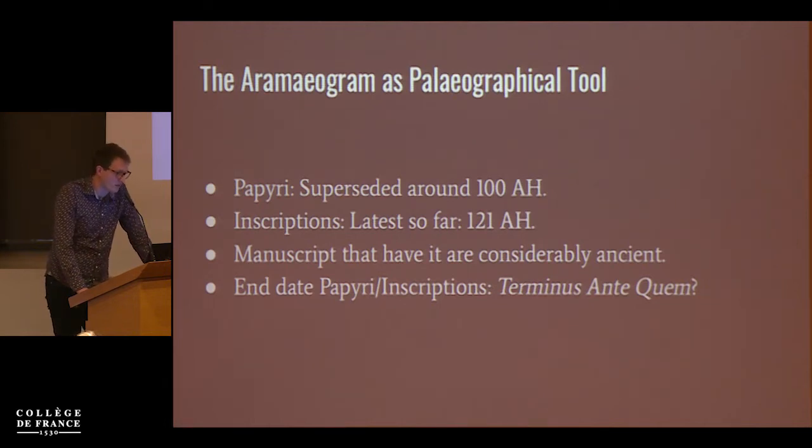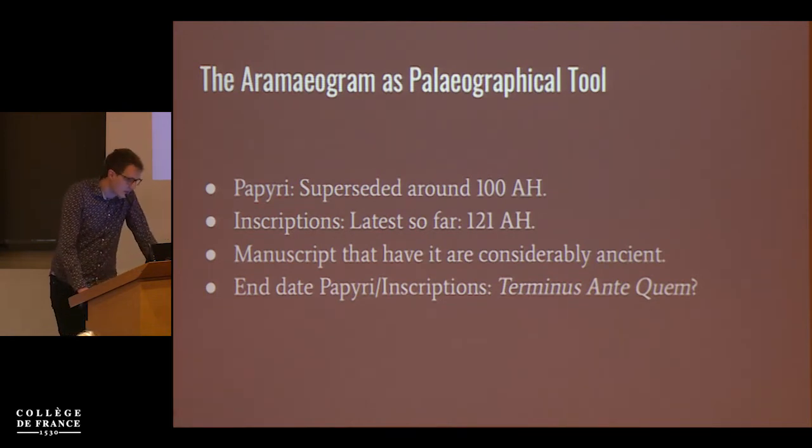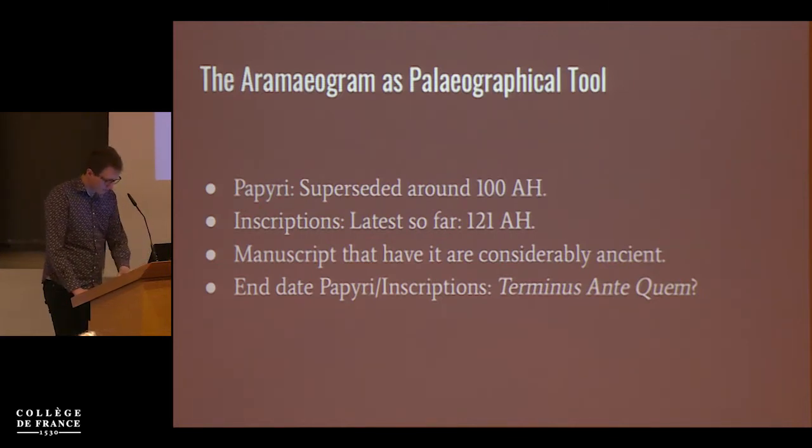In the papyri, it's superseded around 100 Hijri. The inscriptions, 121 is the latest I found so far, and that seems very late. Most of them are more like mid-1st century. And the manuscripts that do have this do seem considerably ancient. Could we use the end date that we see in the papyri and inscriptions as a kind of terminus ante quem for when the manuscripts were written? I think that's an interesting thing to explore. That might actually tell us something, and it would actually suggest that these manuscripts might be a bit earlier than we normally have thought. So that's one thing, one of the 3 topics that I wanted to look at.